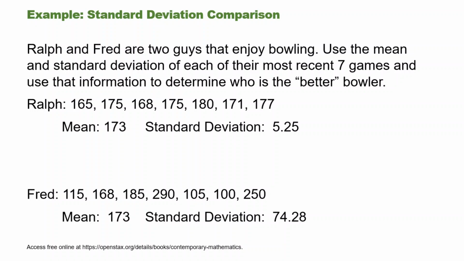So as we're thinking about this, which of these bowlers is better? Which one would you want to have on your team if you're in a tournament? Well, you'd want Ralph, because even though Fred can score better than 173, he can bowl a 290, we know what to expect when it comes to Ralph. So another interpretation of the standard deviation is that it helps us to see which is more predictable, which is going to be more dependable. And so again, small standard deviation means consistency. Large standard deviation means there's a lot of variability in the data.